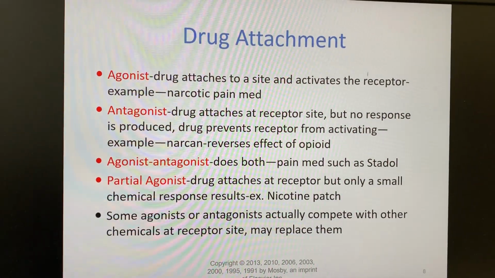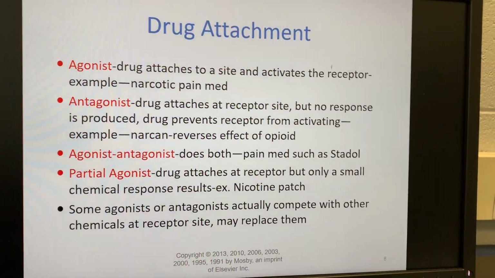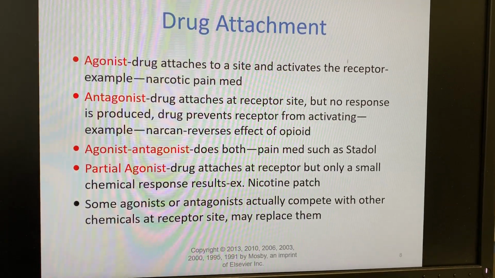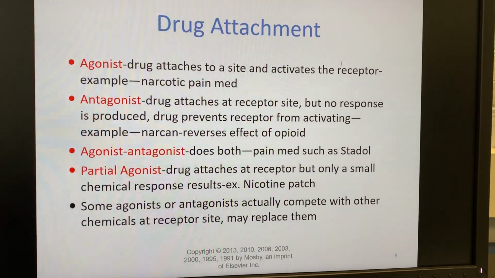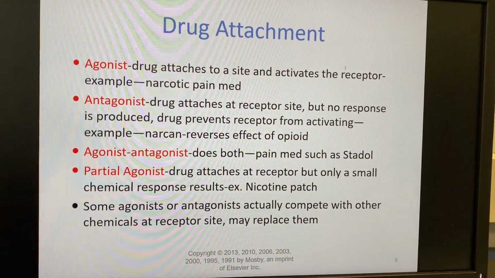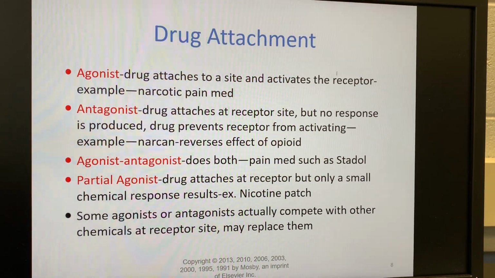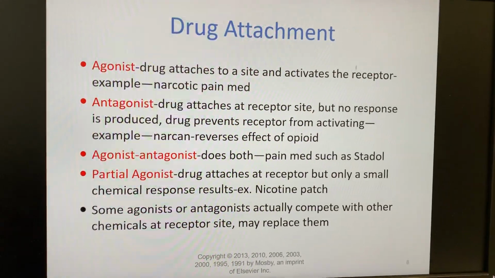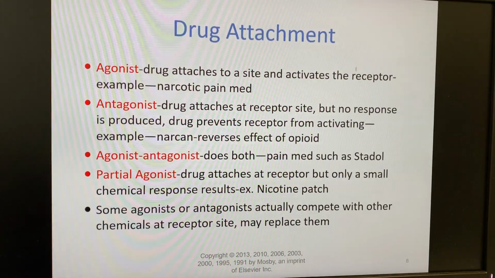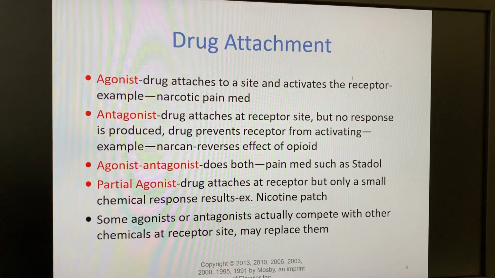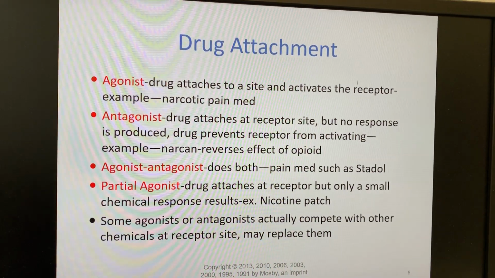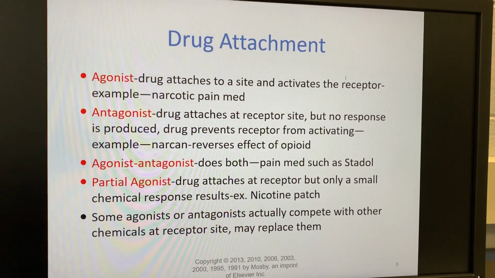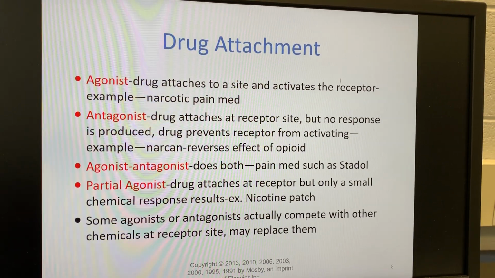Now, often drugs work as an antagonist, and the term antagonist or antagonism refers to something that's fighting against something. You know that if you have an antagonist in your life, they are bugging you, they are bothering you, they are interfering with what you're doing. So in this case, the drug attaches at the receptor site, but you don't have a response. It stops the receptor from activating.